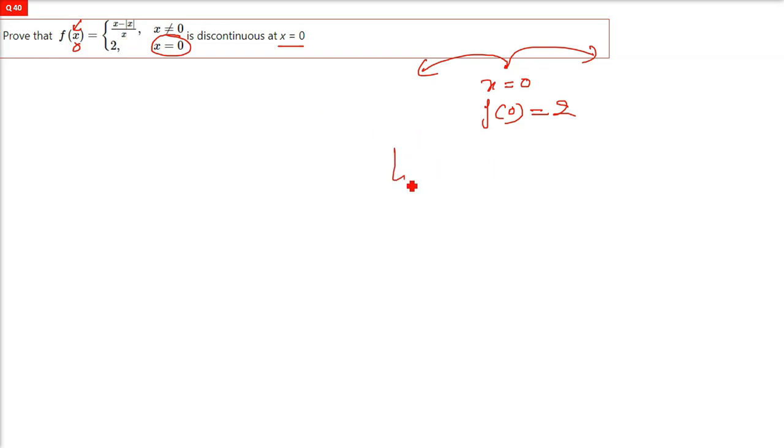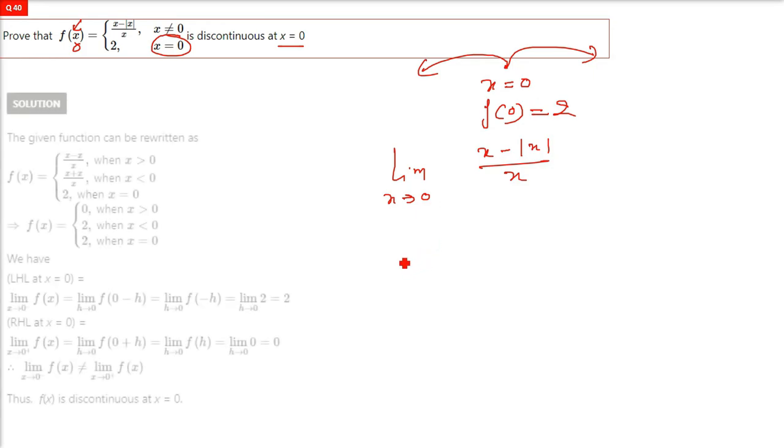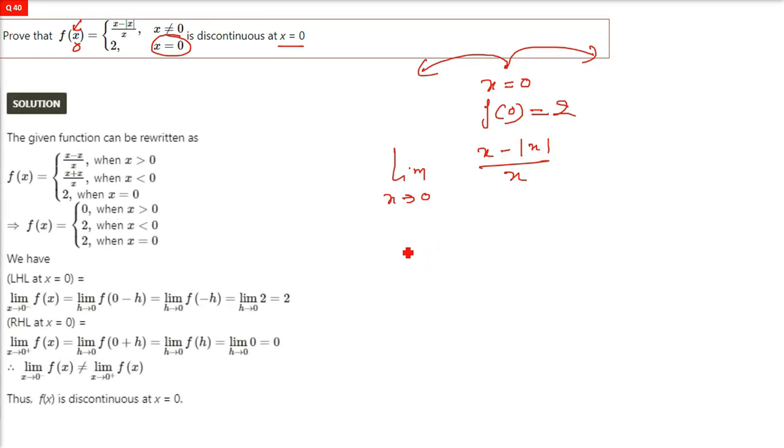What will be the limit? Or you can directly find out the limit. See, limit x tends to 0, what do you get? x minus mod x by x. But what do you get here? There will be some problem, because this mod x at x, you will put minus h, plus h like that. So we will do what? We'll use that modulus fundamental here.